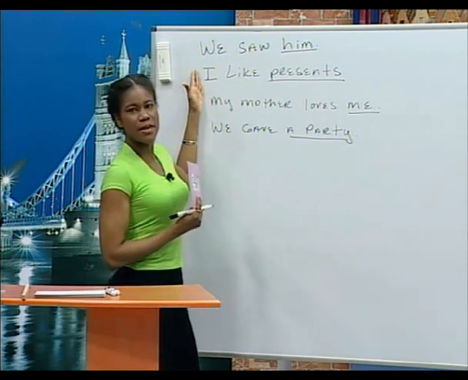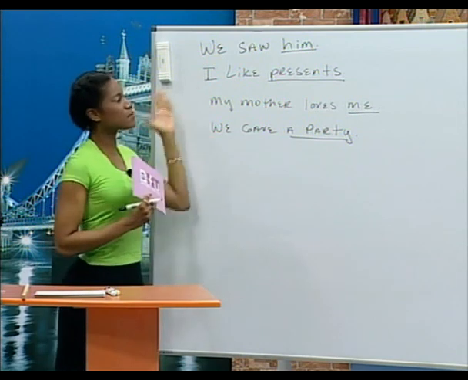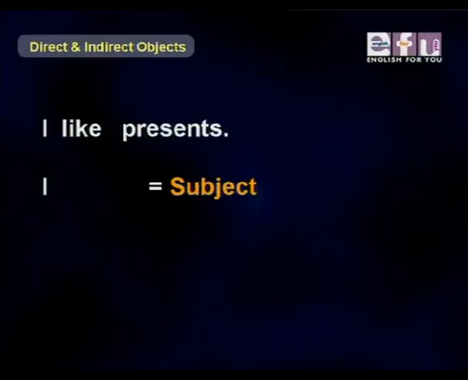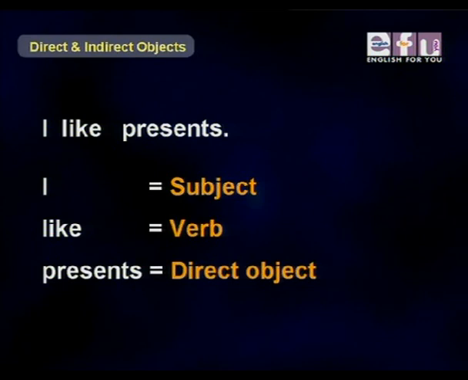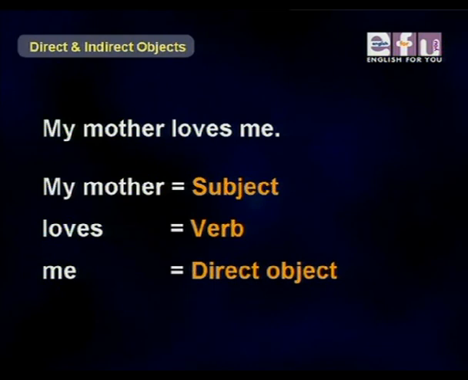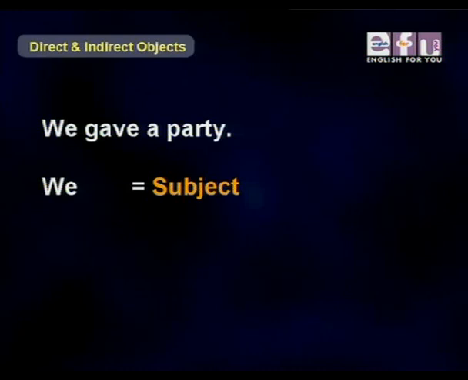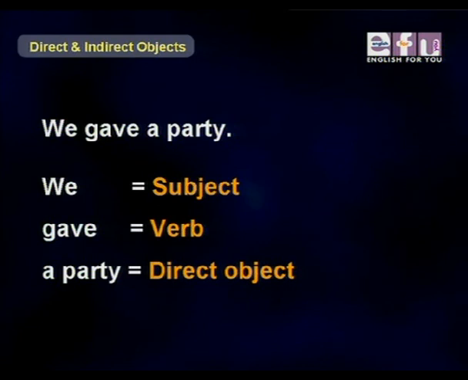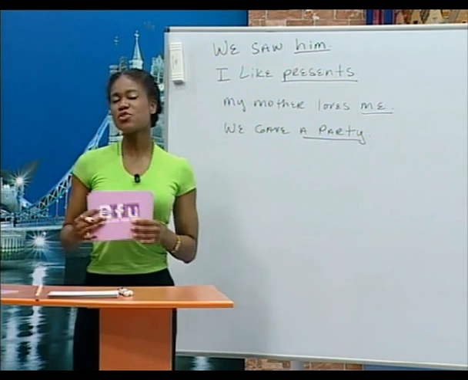For example, I like presents. Sylvia, can you tell us the parts of speech in I like presents? I is the subject, like is the verb, and presents is the direct object. Very good, Sylvia. Anna, can you do the next sentence? My mother is the subject, loves is the verb, me is the direct object. Alberto, the last one. We is the subject, gave is the verb, and a party is the direct object. Good job, everyone. Now let's talk about indirect objects.